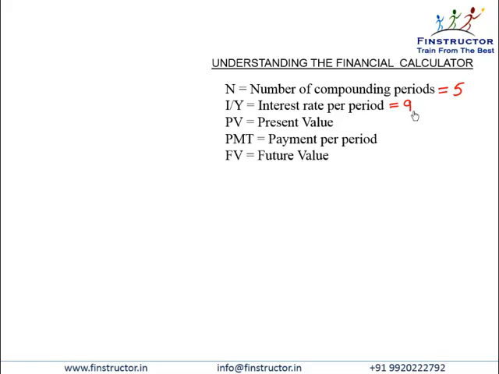So please just enter 9, don't enter 0.09. The calculator knows that the interest rate is a percentage. The present value to begin with is 250. The payment per period is nothing. So there is nothing that we are withdrawing or we are putting in at the end of each of these 5 years. So please note that the PMT is the payment per period at the end of the period.